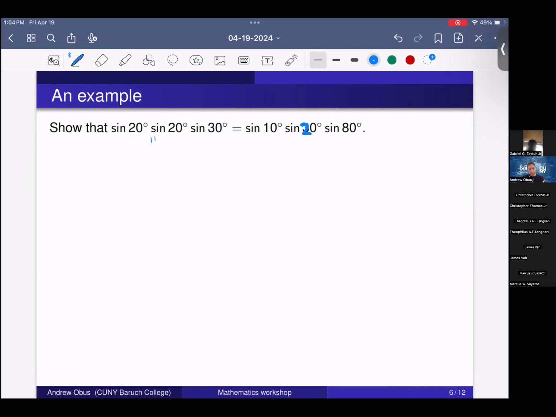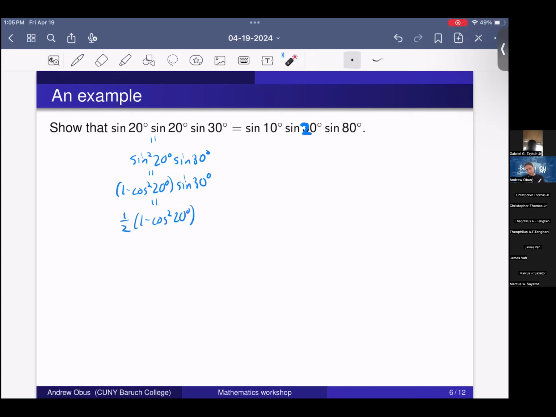So we could say that this is equal to sine squared 20 degrees, sine 30 degrees. But actually, we can apply the Pythagorean theorem for cos and sine. So this gives us 1 minus cosine squared of 20 degrees times sine of 30 degrees. I mean, this is true. And I guess we know what sine of 30 degrees is. It's 1/2. So this is 1/2 times 1 minus cosine squared of 20 degrees.